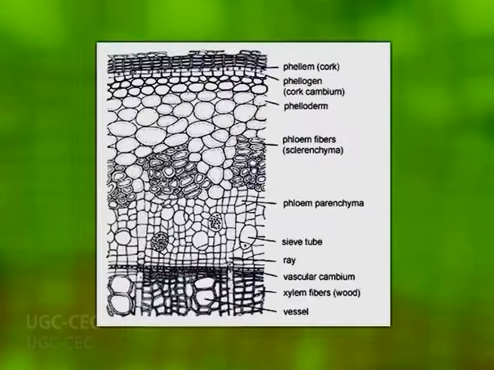The cork cambium cuts more cells on the outer side and a few cells on the inner side. The outer cells get suberized and form the cork or phellum. The inner cells remain parenchymatous and thus form the secondary cortex or phelloderm.